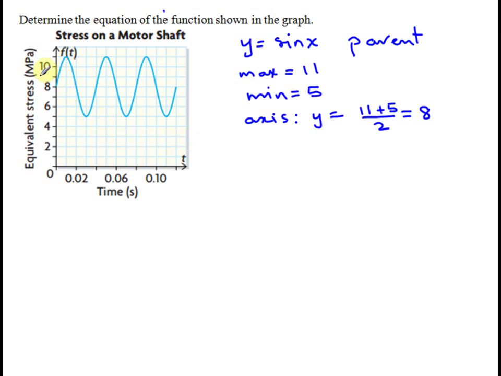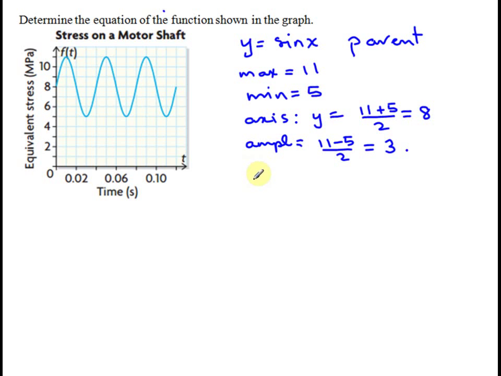Now the amplitude is the distance between the axis and the max or the min. We can read it off the graph. From 8 to 11, it looks like the amplitude is 3. But let's calculate it anyway, just so that we get the practice. The amplitude is half the distance between the max and min, so it's the max minus the min, divided by 2. Here 11 minus 5 is 6, divided by 2 is 3. So exactly as we expected. I would suggest that you always calculate these to be sure.